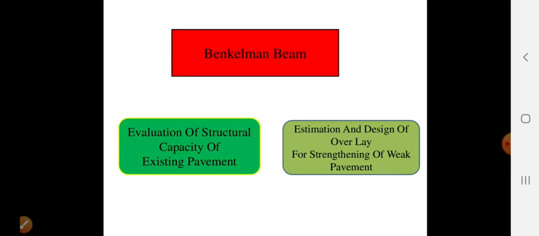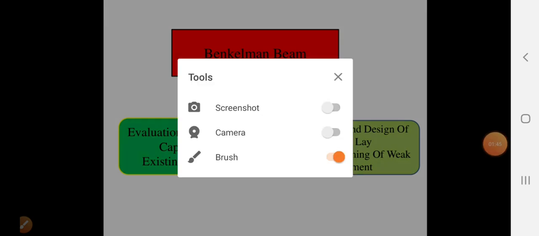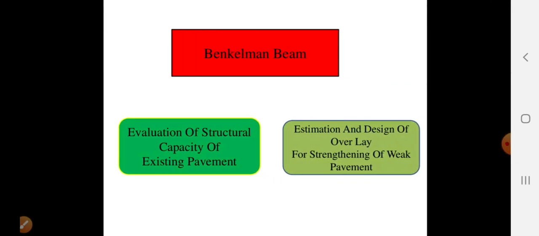So the Benkelman beam deflectometer is used first to evaluate the structural capacity of the existing pavement, and one more thing is it is also used to estimate and design the overlay.